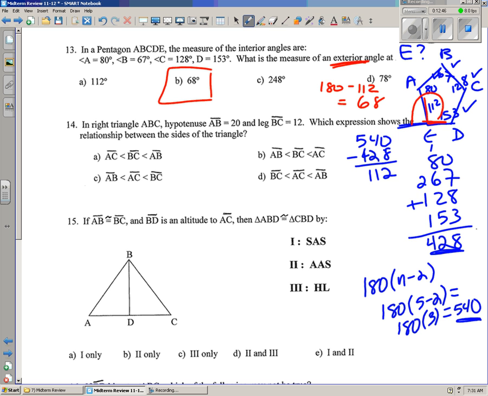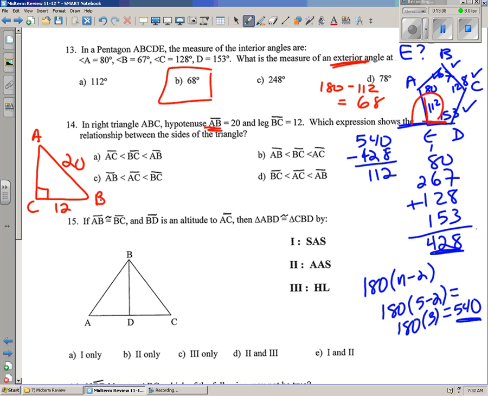All right, number 14. In right triangle ABC, it says the hypotenuse is 20 and one of the legs is 12. In fact, we have to draw this pretty accurately. So here's our triangle. The hypotenuse is 20, and the hypotenuse is AB. So I need my A up here, my B down there, and the right angle would have to be at C then. Leg BC is 12.